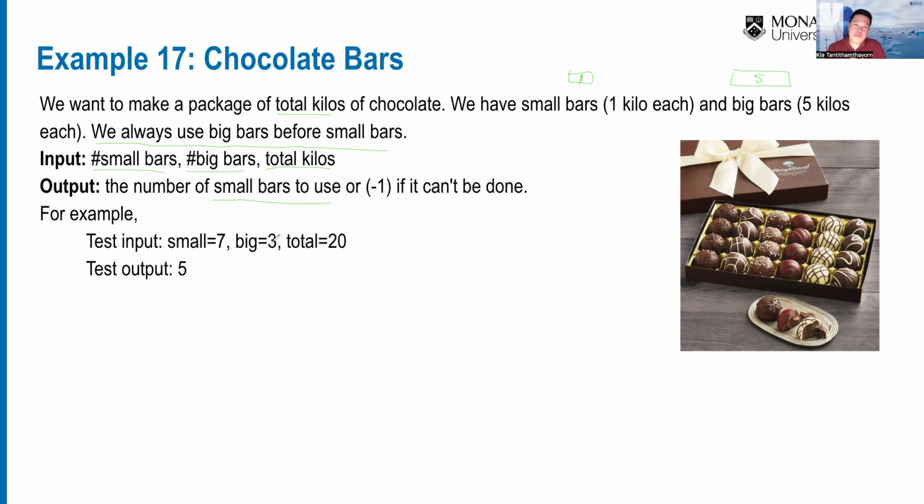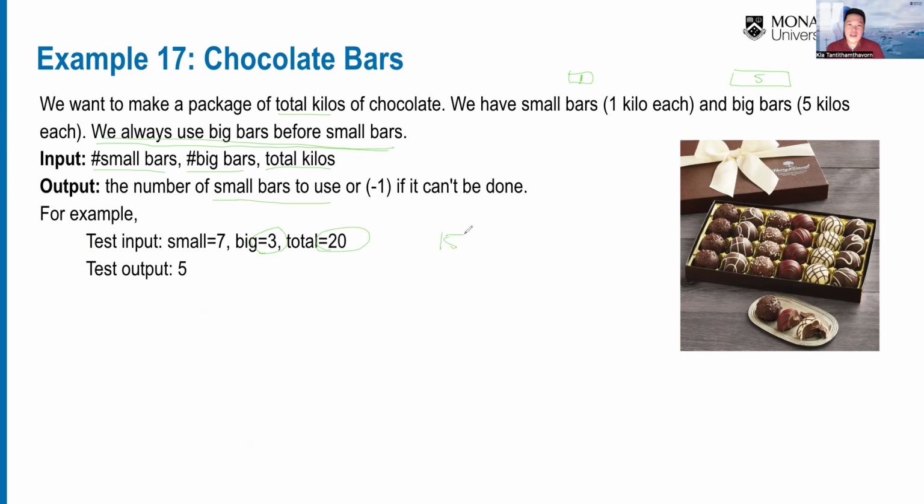We have 3 big bars in the stock. We want to make 20, okay? The rule is that we need to use the big bars before the small bars, okay? Because we have 3 big bars, so we need to use the big bars first, right?